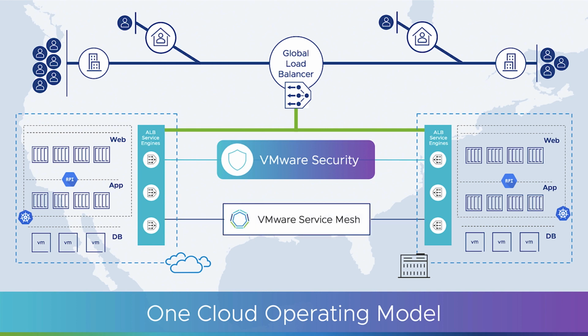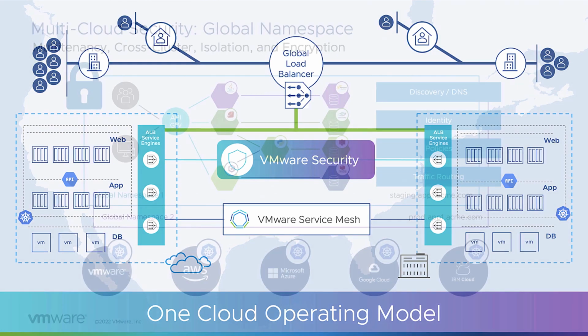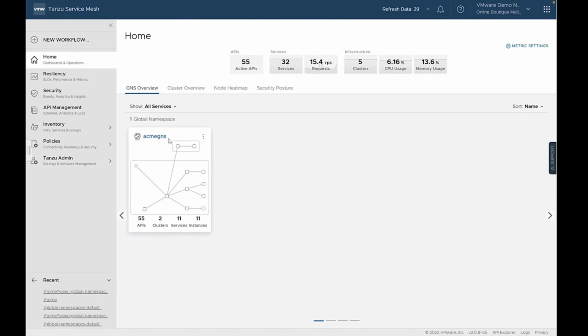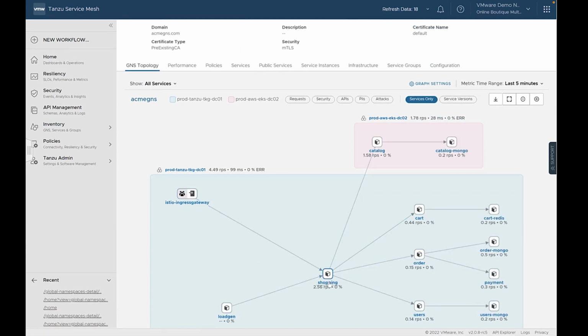A key feature that sets the VMware solution apart from other service mesh offerings is the concept of global namespace. The GNS defines the application boundary and provides seamless connectivity, security, visibility, and policy controls expanding to any Kubernetes cluster running on any cloud. Within a global namespace, the distributed services that make an application are auto-discovered. In this example, we see the Acme shopping app with a front-end UI, a product catalog, a cart, and a payment system deployed over a multi-cloud environment.